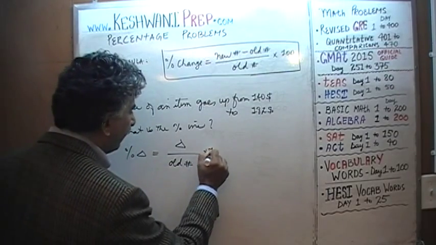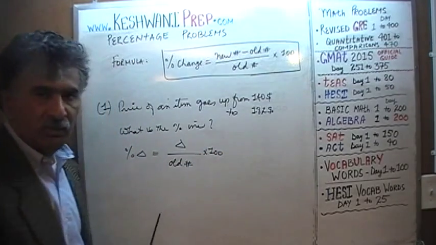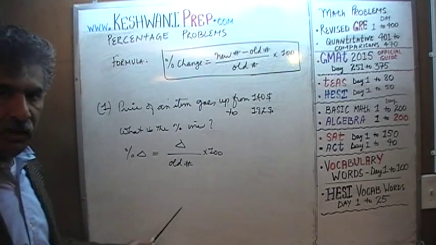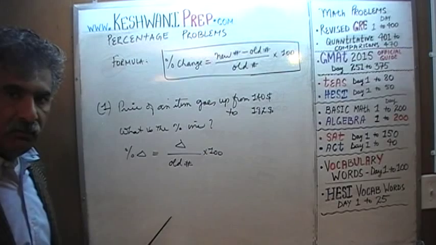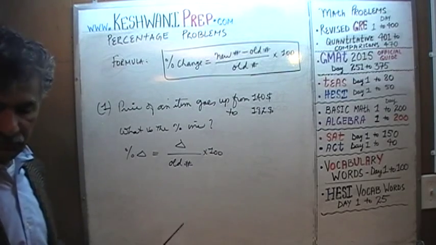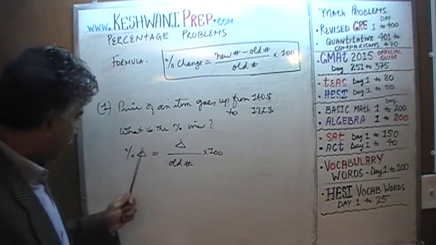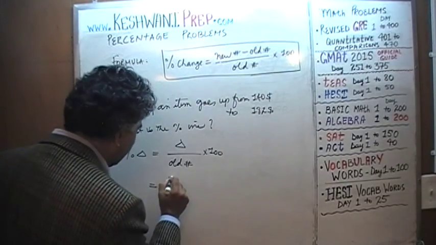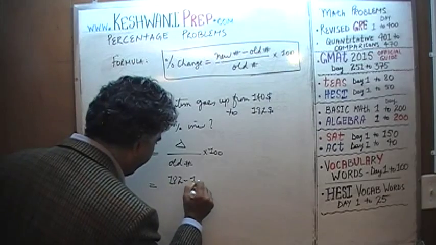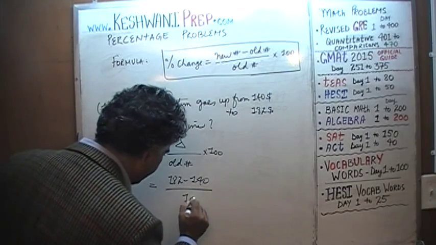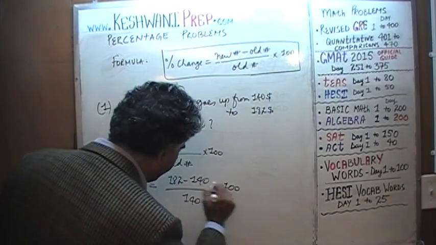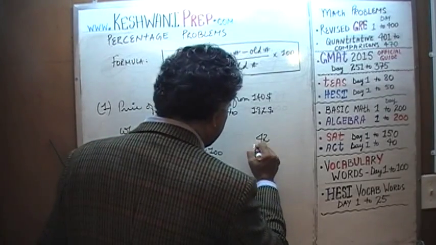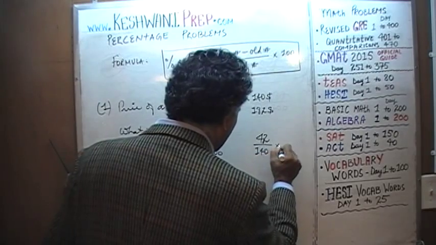And then times 100. This times 100, if you want to do it, that's fine. If you don't want to do it, you don't have to. If we don't multiply by 100, then the answer will be in the form of decimals as opposed to a percentage. So anyway, let's do the change here. The new number, which is 182, minus 140, which is the old number, divided by the old number, times 100. 182 minus 140, that's 42. 42 divided by 140, times 100.